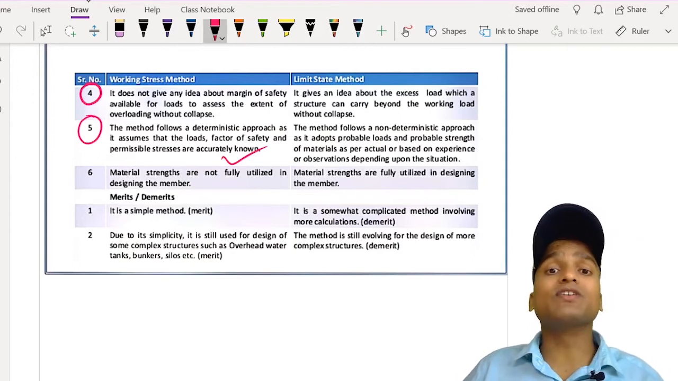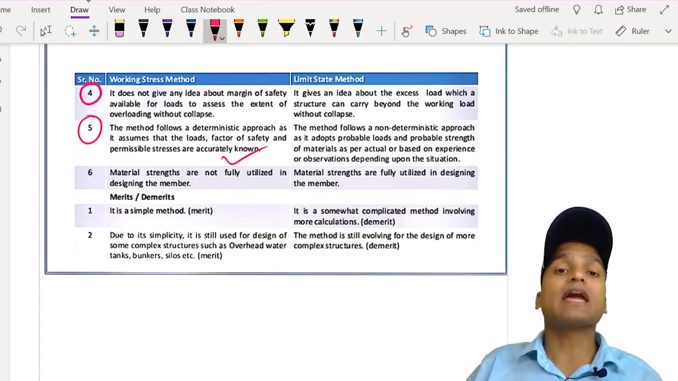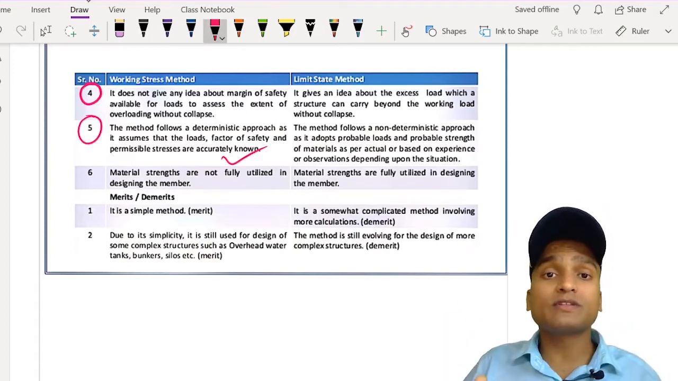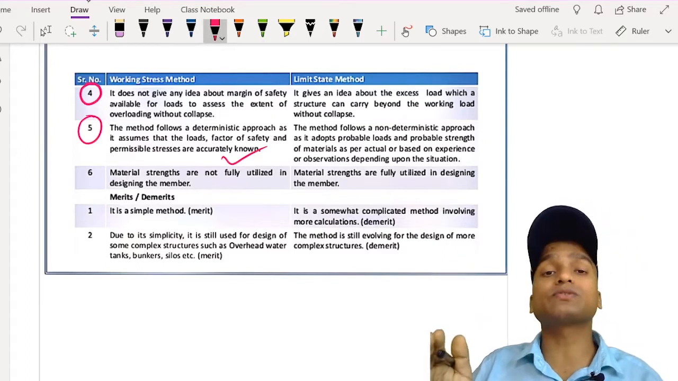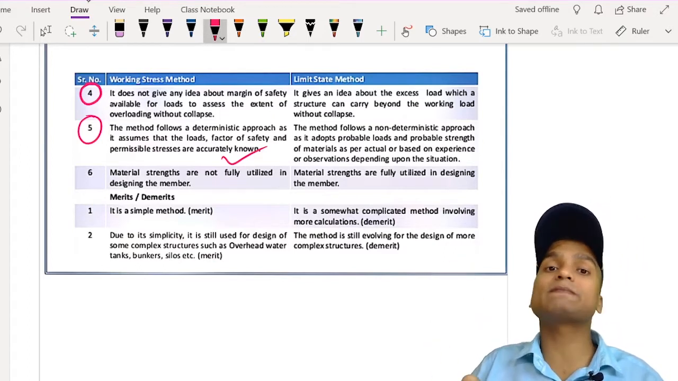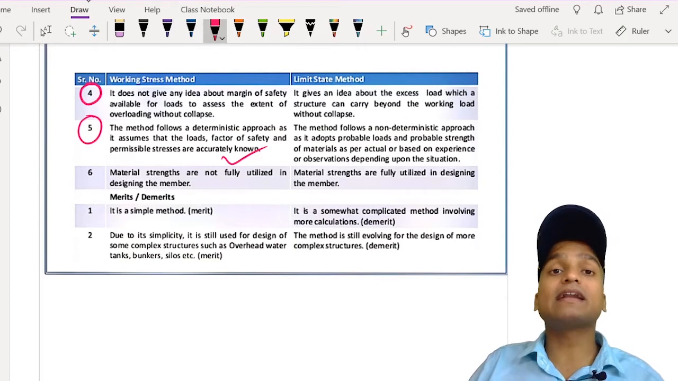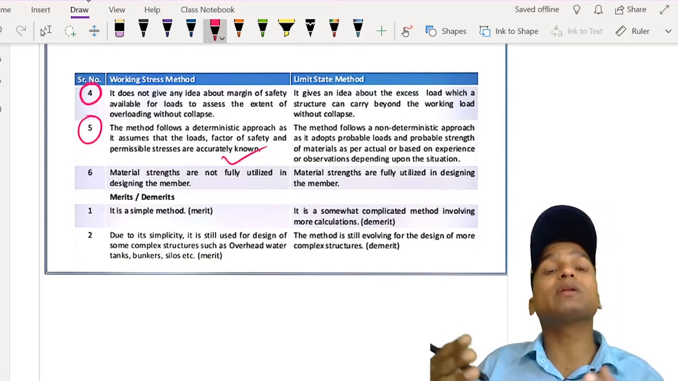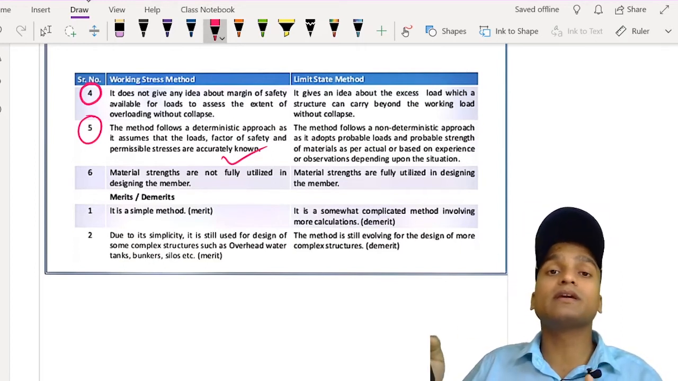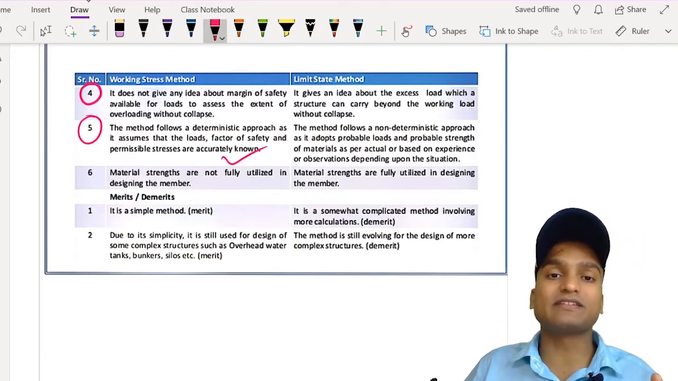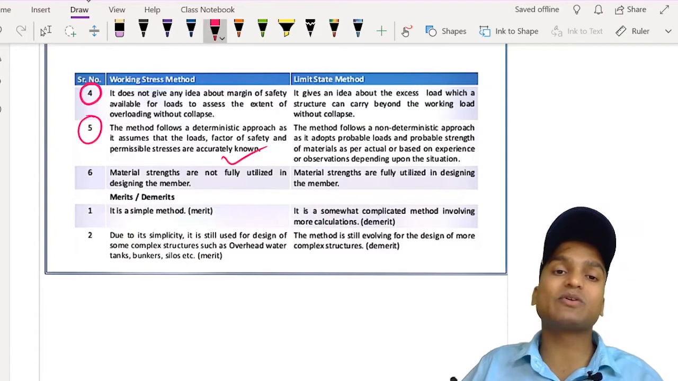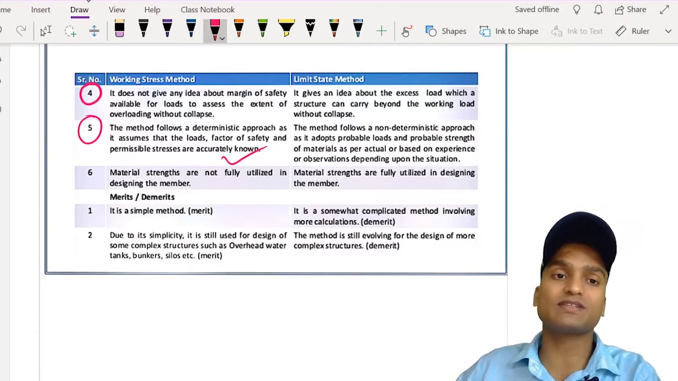Whereas in LSM, we know that we are following a non-deterministic approach and we adopt probable loads that can come onto the structure before the collapse actually happens. And we also adopt the probable strength of the material that will be available at that time. So it's completely non-deterministic approach and it is based on just experience or observations depending upon the situation.